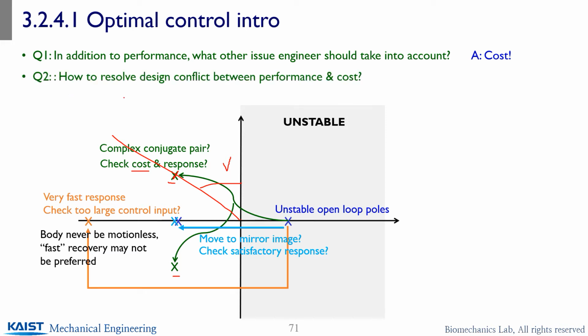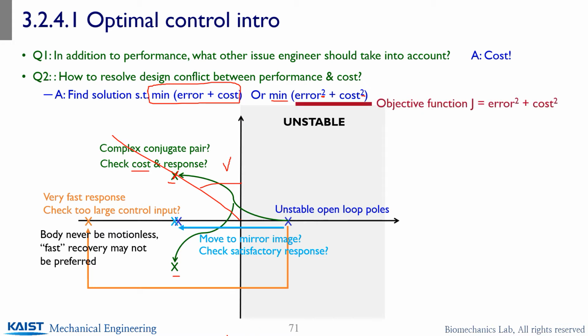So to satisfy both performance and control cost, maybe I'd like to minimize the error and the cost altogether, right? So minimize this value. Mathematically, to do a minimization or maximization, the quadratic form could be used. So I can minimize the error square and the cost square. That's the concept of optimal control.